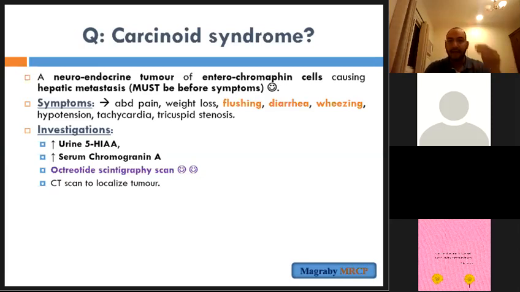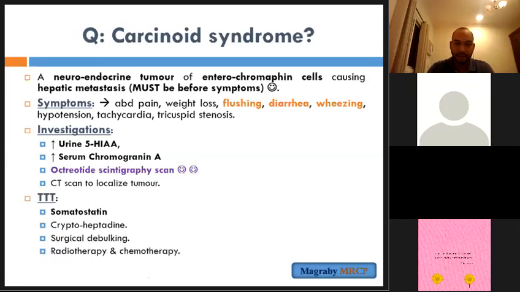Okay? The treatment of carcinoid syndrome is by somatostatin analogues, and surgery, radiotherapy, and chemotherapy. Okay? This is the treatment of carcinoid syndrome. I'd just like to remind you about that.